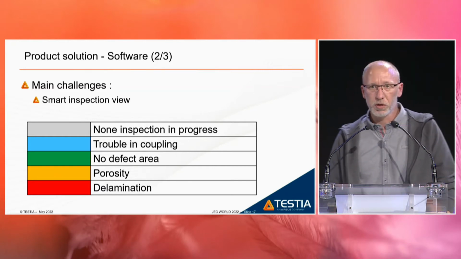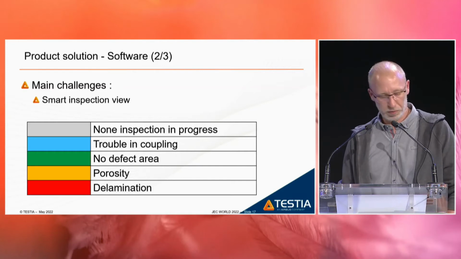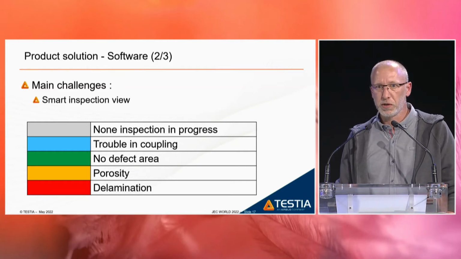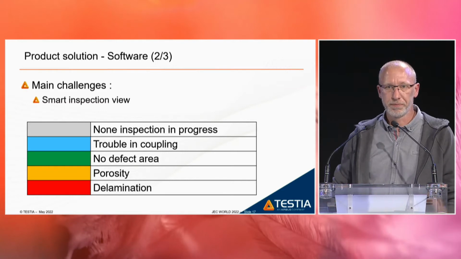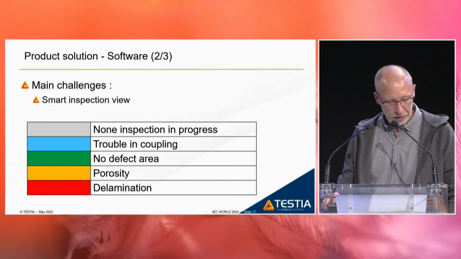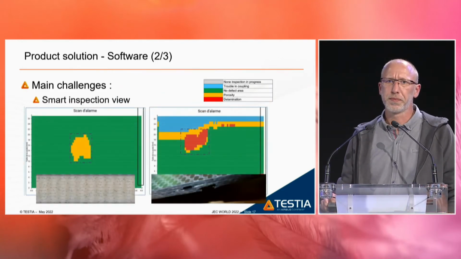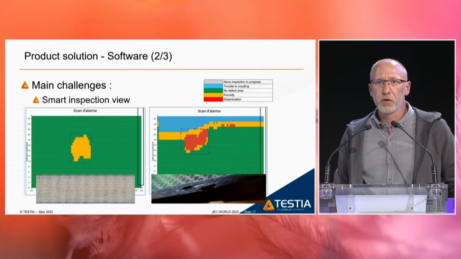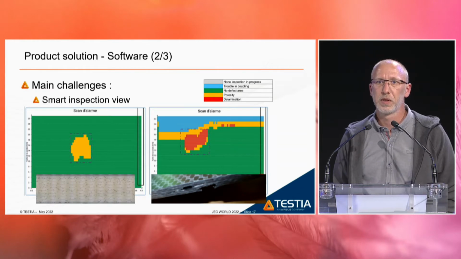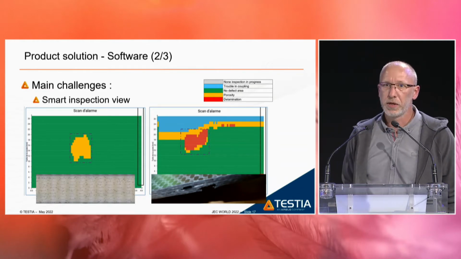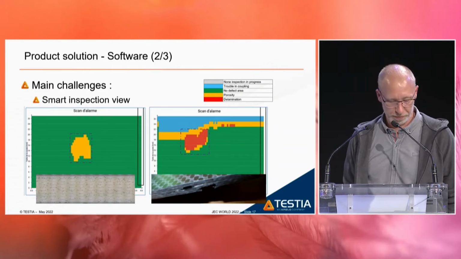This view needed a collective work between our software team and UT team to find the safest algorithm. We can't take any risk to miss a defect. Some examples of view. On the mapping on the left, we can see clearly a volume porosity, and at the right side, a defect as delamination at the edge of the part.